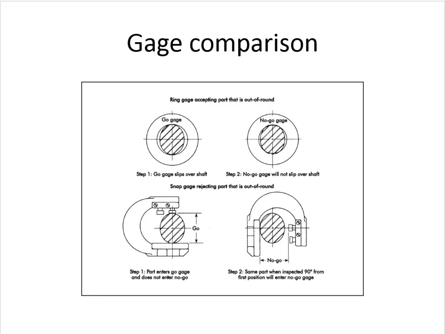Here's a slide that shows you how to use a ring gauge versus a snap gauge for a diameter. A ring gauge will accept a part that's out of round, and a snap gauge can reject a part that's out of round. So take a good look at that slide.